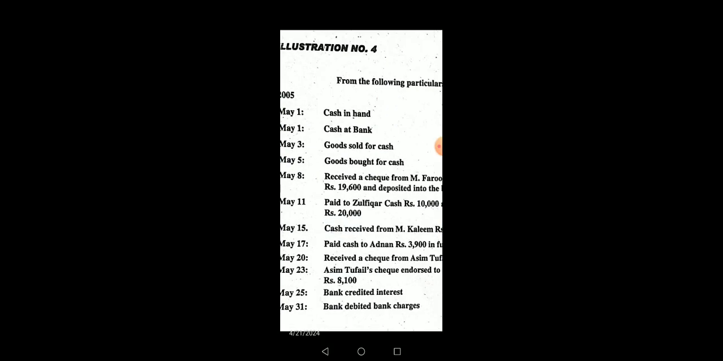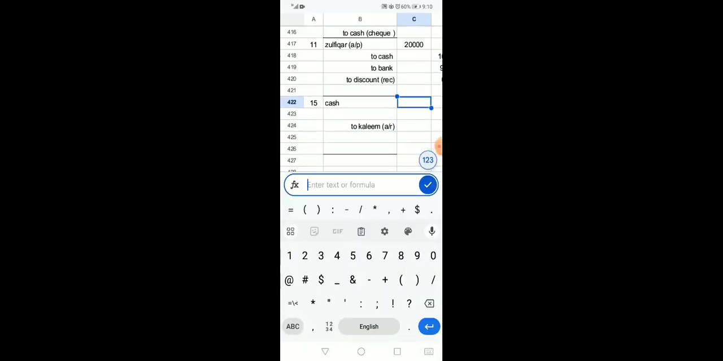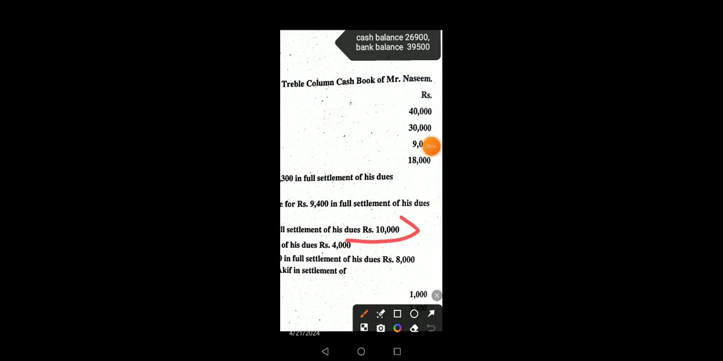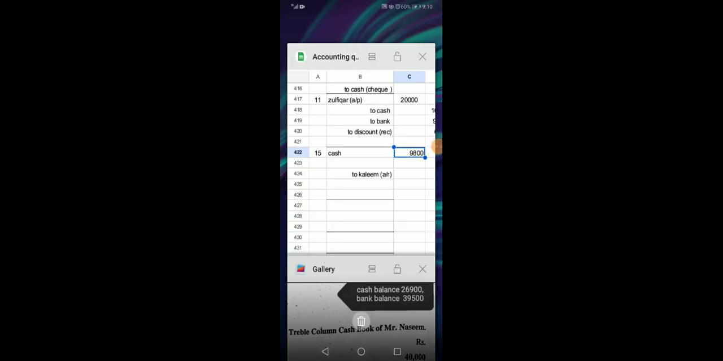Now the matter is related to the amount. You have received cash of 9,800. So mention 9,800 in front of cash. And secondly, what was the total amount receivable from Kaleem? The total amount was 10,000. It means the amount receivable from Kaleem was 10,000. You will mention 10,000 in front of Kaleem. This was the total amount which was receivable from Kaleem.